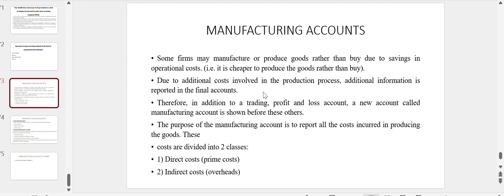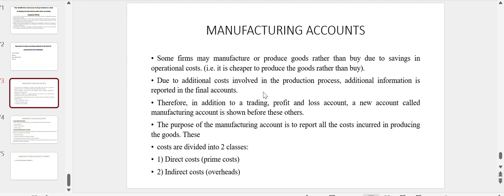And for you to know the total cost of production you've incurred, you have to open an account called the manufacturing account. And then when you'll be preparing the income statement, you take this cost of completed goods to the income statement, and then later on you can prepare the statement of financial position. So the main purpose of the manufacturing account is to enable a company or a firm to determine the total cost of production.